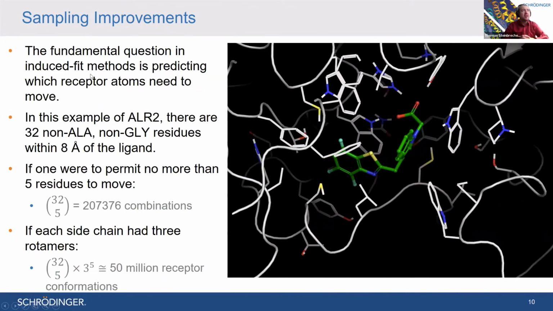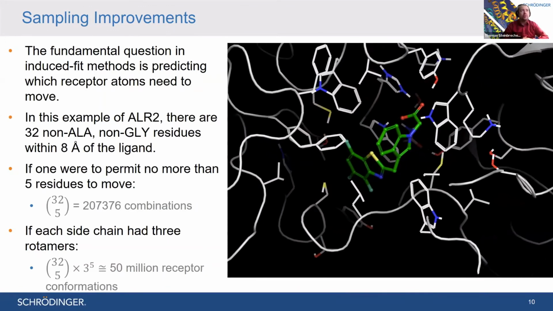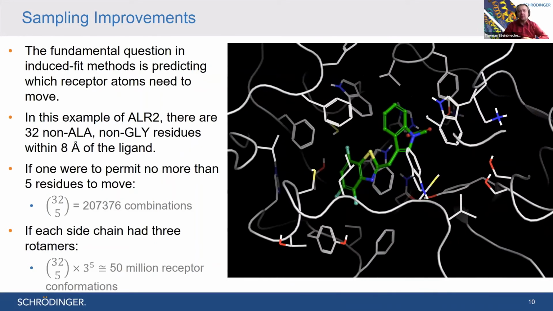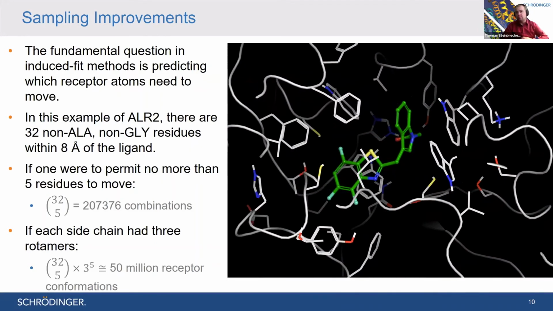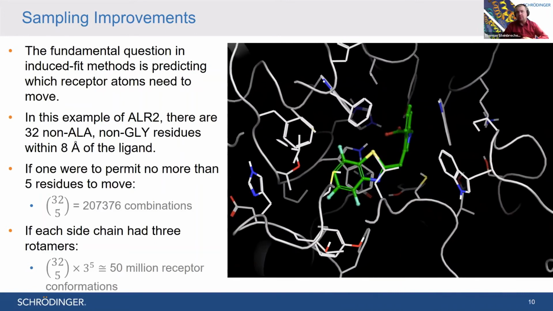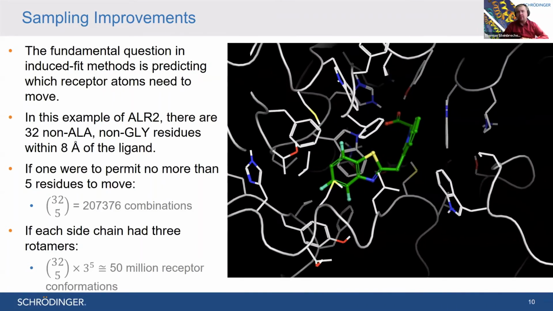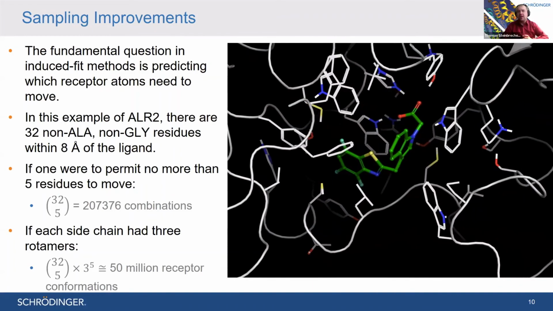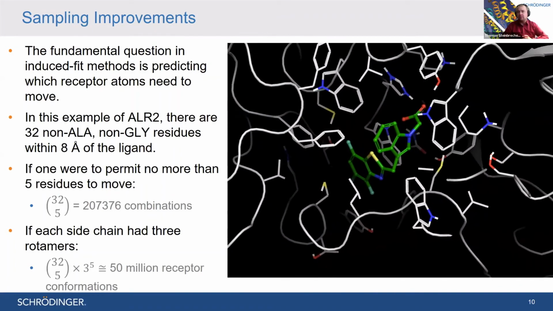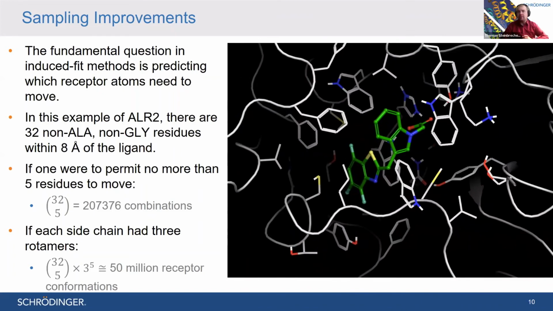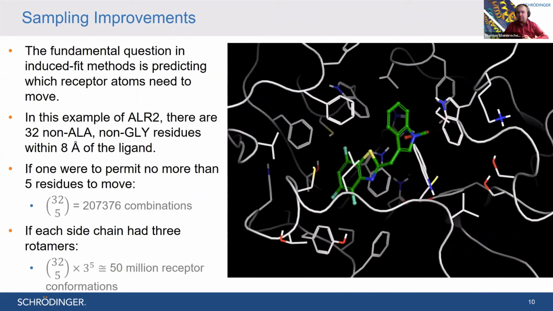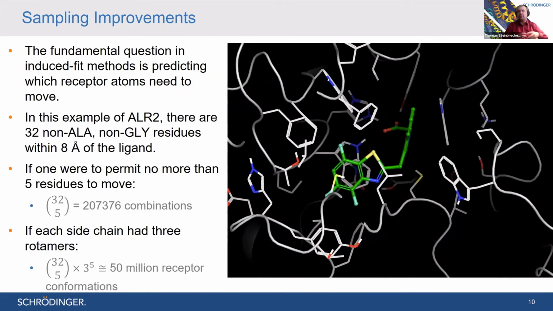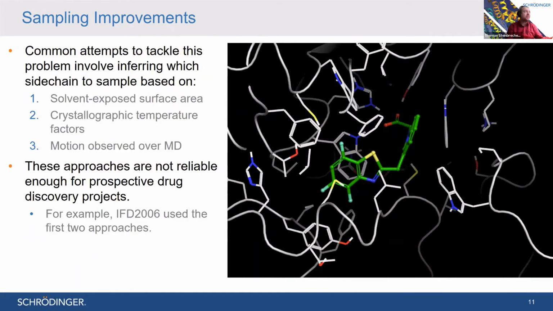That, of course, goes to the core of what induced fit docking is like. I need to decide which side chains in the receptor I want to move. I cannot move all of them, of course, because that leads to the well-known combinatorial explosion. Even if I have only a handful of residues that can adopt 3 to 5 rotamers, I'm very quickly getting into millions or billions of receptor structures that I would have to evaluate. For every single docked pose of every single molecule that I care about, this very quickly becomes too expensive.